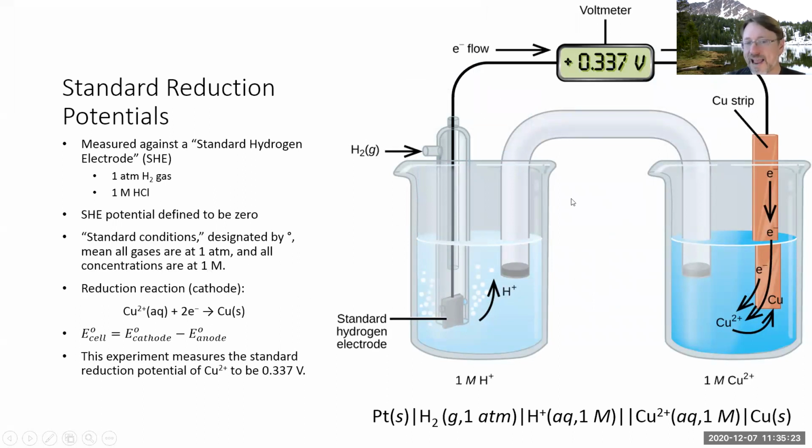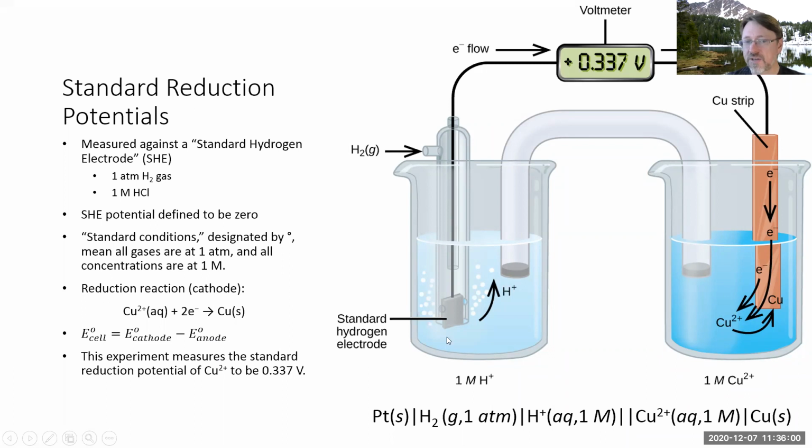And so if we take our standard hydrogen electrode and then attach it to another electrode, another half cell, in this case we are attaching it to a copper 2+ going to copper solid electrode. And if we have our concentration of copper 2+ at 1 molar, then we're under standard conditions. Then very simply, the voltage of the cell is equal to the voltage of the cathode half cell minus the voltage of the anode half cell.